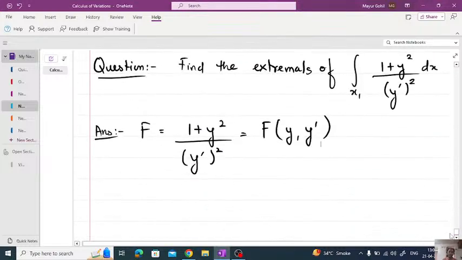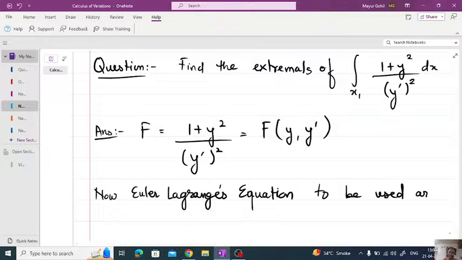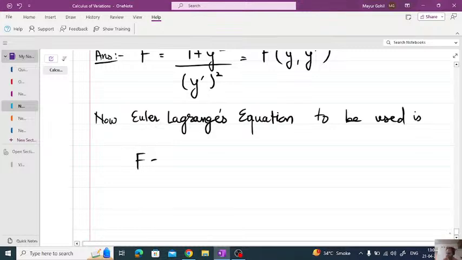Okay. So now write down. Now the Euler-Lagrange equation to be used is f minus y dash times dabba f by dabba y dash is equal to c. This is the format that we are going to use.